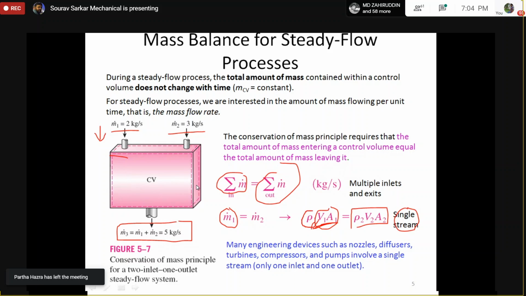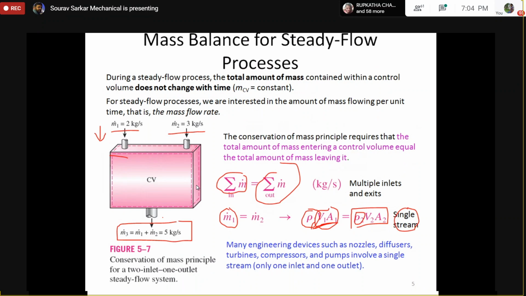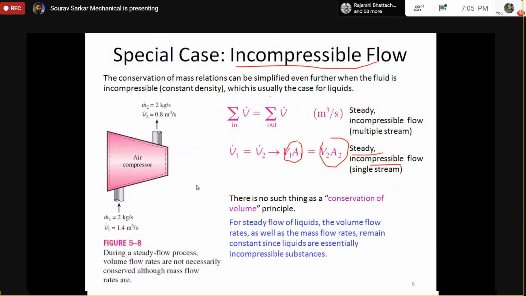What I am saying is that this rho 1 and rho 2 may be different or may be the same. If they are the same, I can simply replace that density, and for incompressible flow where the density is not changing, I can simply remove the rho. I can say that v1 A1 equals v2 A2. This is valid for a steady incompressible flow. If the flow is compressible, that means if the density is changing, it may happen that rho 1 v1 A1 equals rho 2 v2 A2. But if it is an incompressible flow, then the density will remain constant.